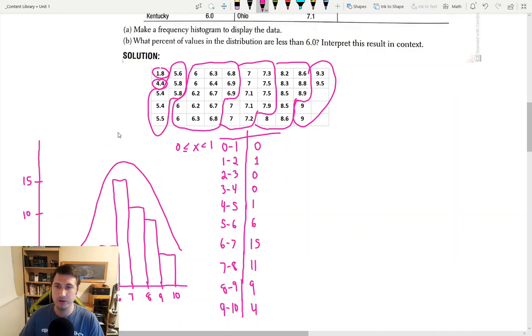Now, this is what we would call a frequency histogram. All right, so the actual number of data points in each one. That is the frequency histogram. Now, they didn't ask for it in this problem, but we're going to do the relative frequency histogram.